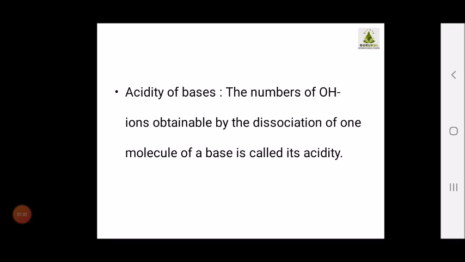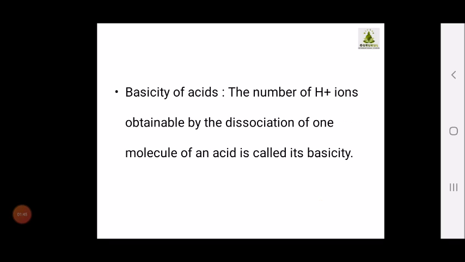So basicity means that, and acidity means what? How many OH minus ions are obtained on the dissociation of one molecule of base. So this is about the concepts of basicity and acidity. The remaining we will look into in the upcoming videos.